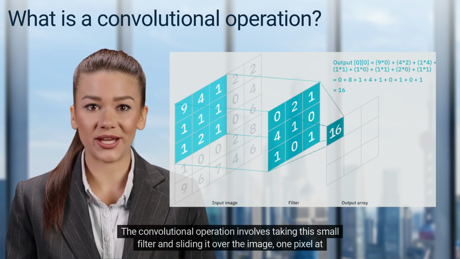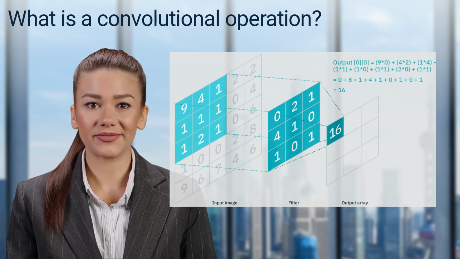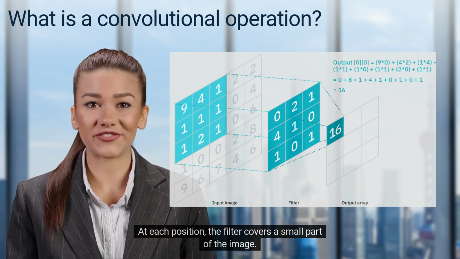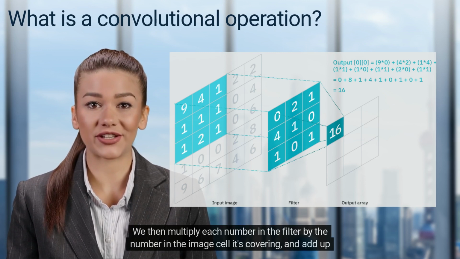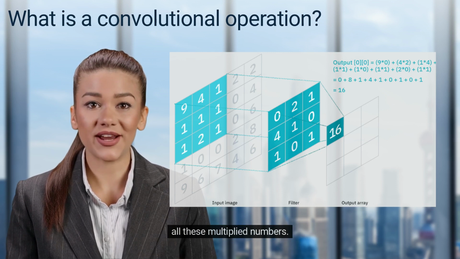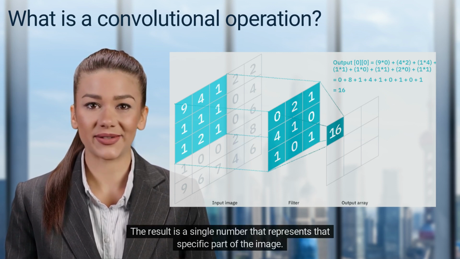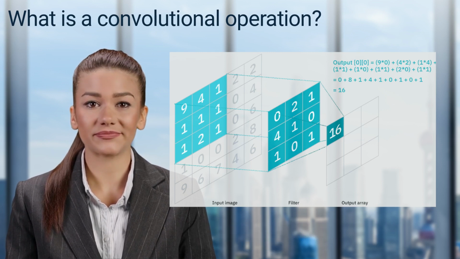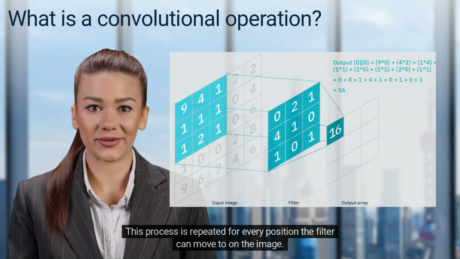The convolutional operation involves taking this small filter and sliding it over the image, 1 pixel at a time. At each position, the filter covers a small part of the image. We then multiply each number in the filter by the number in the image cell it's covering, and add up all these multiplied numbers. The result is a single number that represents that specific part of the image. This process is repeated for every position the filter can move to on the image.